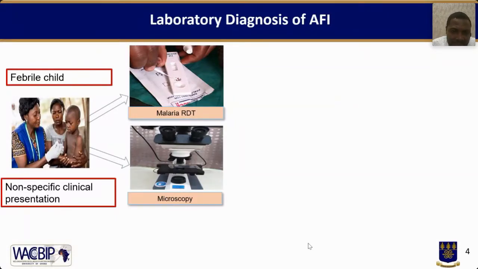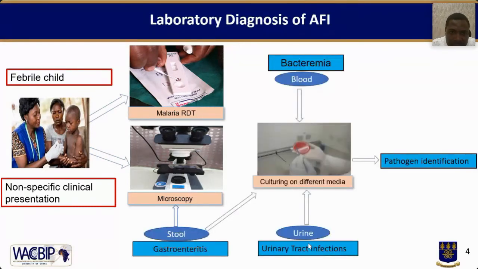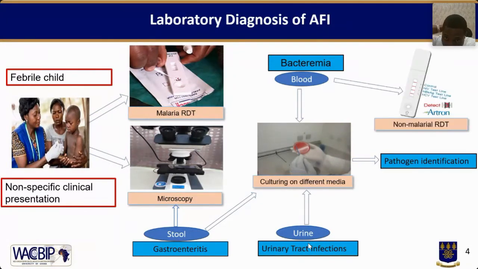And depending on the signs and symptoms, the clinician can also diagnose other diseases. Next slide, please. They request other tests, like for bacteremia, or look for urinary tract infections or gastroenteritis. They collect blood, stool and urine samples, and culture these samples to look for pathogens. Also, the use of non-malarial RDTs is common. I know we have RDTs for hepatitis and HIV and others. Next slide.